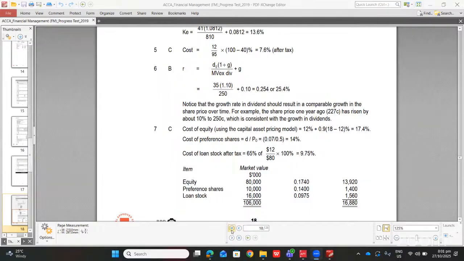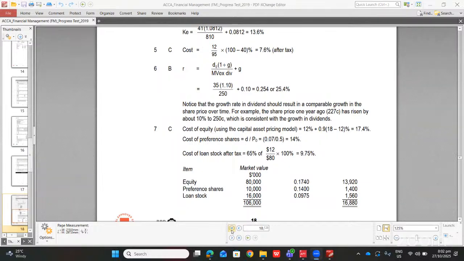For example, the equity would be 17.4% times 80 over 106, because the market value of the equity is 80 million, meaning 40 million shares at $2 per share, right? So the market value is 80 million. The total market value of the equity, preference share, and loan stock is 106 million.